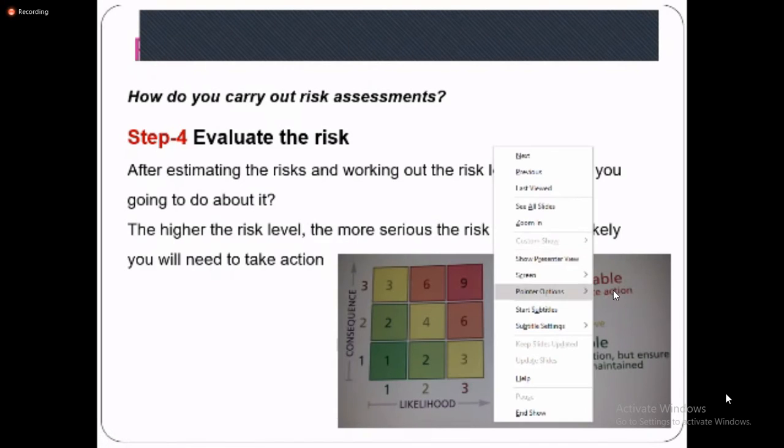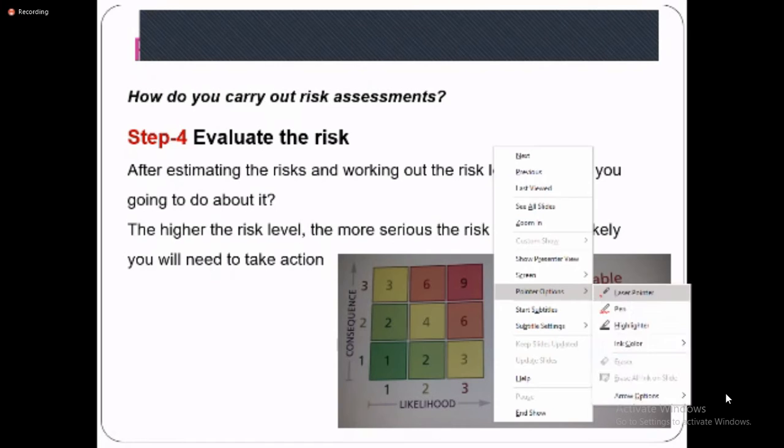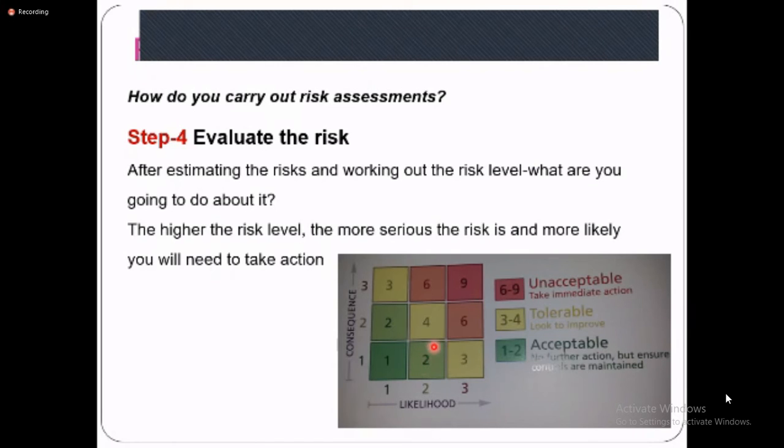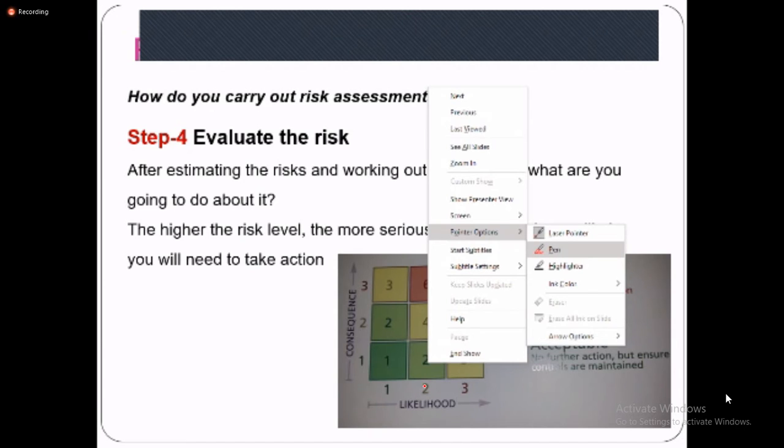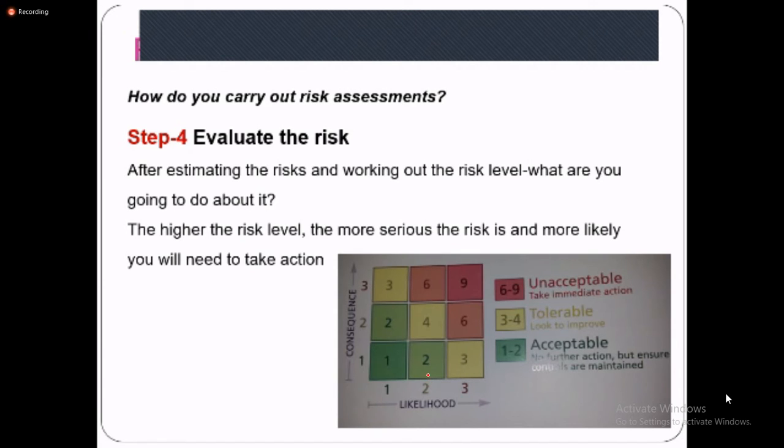Right, okay. You can see here, 2. How does the 2 come? Consequence is 1, and likelihood is 2. 2 into 1, 2, right? For example, this is 2, and this side is 1. So 2 into 1, 2.